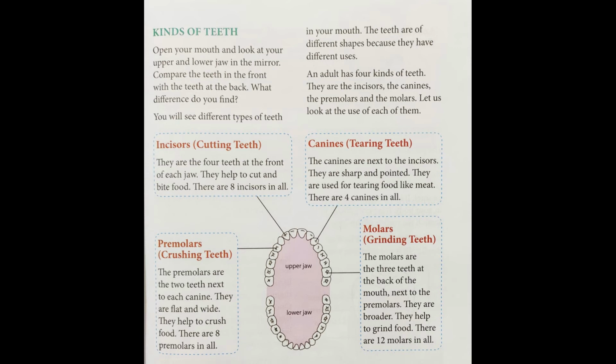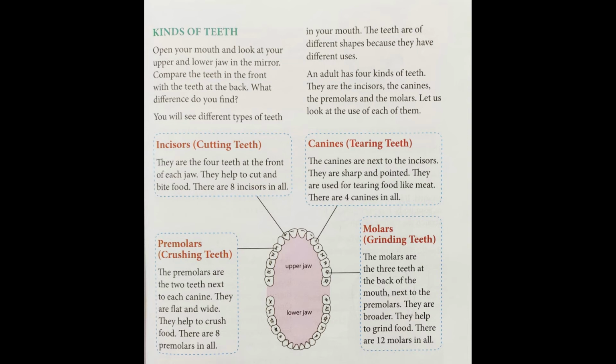First, incisors. There are 4 teeth at the front of each jaw. They help to cut and bite the food. They are 8 in number, 4 in the upper jaw and 4 in the lower jaw. Then next come canines. The canines are next to the incisors. They are sharp and pointed. They are used for tearing food like meat and other things. There are 4 canines in all, 2 in the upper jaw and 2 in the lower jaw.